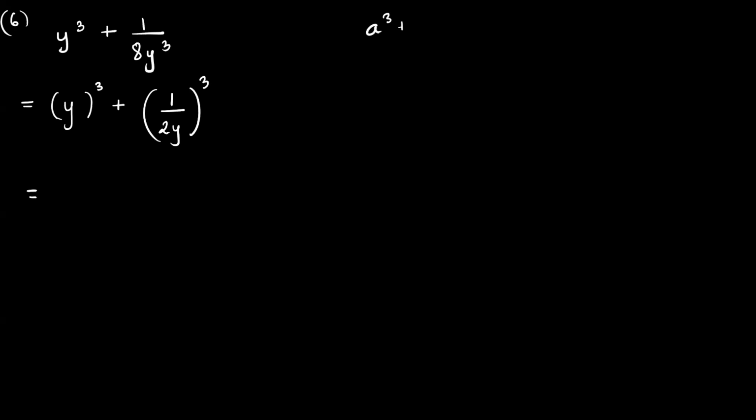Wait, tell me again. I think you made a mistake. a cube plus b cube, what are you saying? What is the first bracket? a plus b, first bracket. Second bracket? a the whole square minus a into b plus b square, b the whole square. Correct. So let us try that here now.